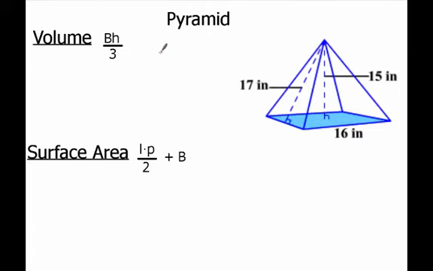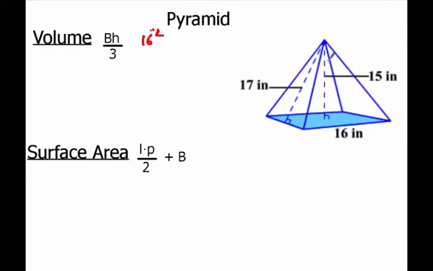The formula for the volume of a pyramid is simply the base area times the height divided by 3. You can think of it as being 1/3 of the volume of a cube with the same edge length as the pyramid. So to do this, we know that our base is a square, so the base area is simply going to be 16 squared.